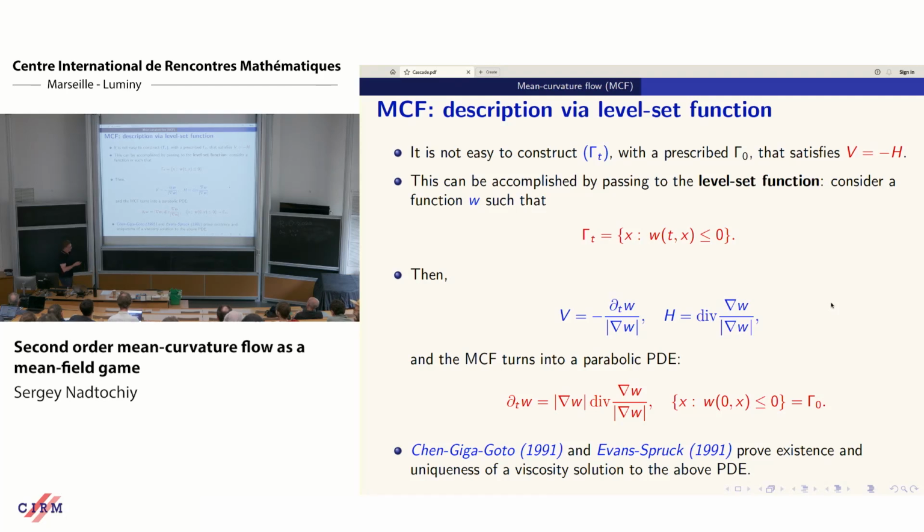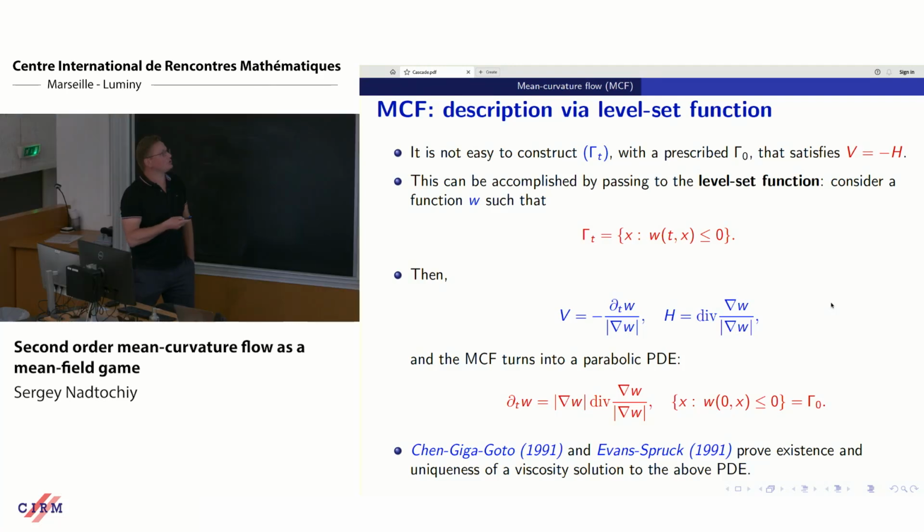All right, so how do we make all of this rigorous? So one way is really to design a PDE out of it. And this is done through the so-called level set function method. Without loss of generality, you can assume that your domain is given by a sub-level set of some function w of t and x, right? And then it turns out you can express now your velocity and your curvature through this function w.